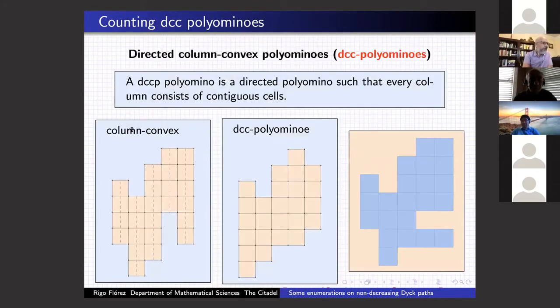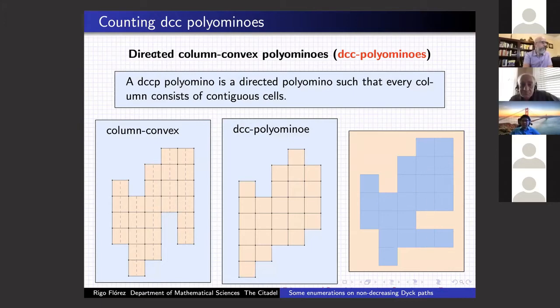And one is the column-convex, and column-convex means that when we have a vertical line within the polyomino, that vertical line should be totally included in the polyomino. So this is column-convex, but this is not, because if we have a vertical line here, that is not totally included in the polyomino. So this is not column-convex.